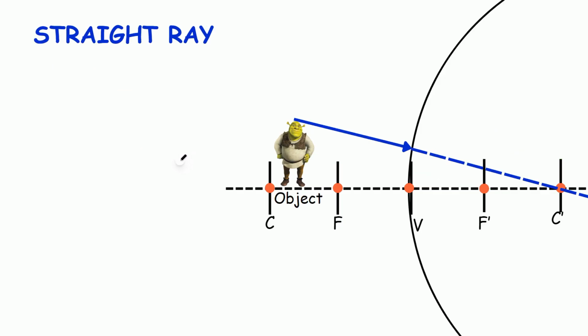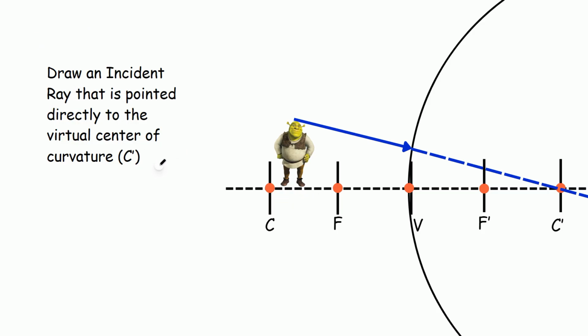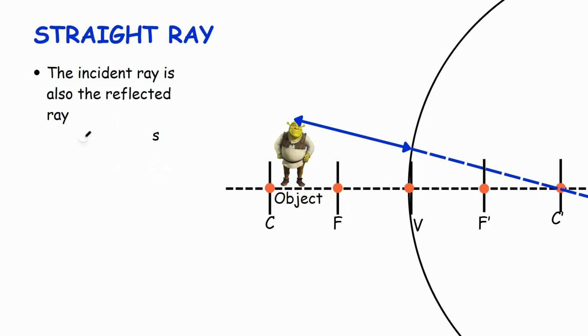And then we have the straight ray. So, straight lang yun siya. Draw an incident ray that is pointed directly to the virtual center of curvature. And then the incident ray is also reflected ray, so the arrow has two arrowheads. So same gihapon kanina na mo padong anto nya mo balik rasad siya reflection.